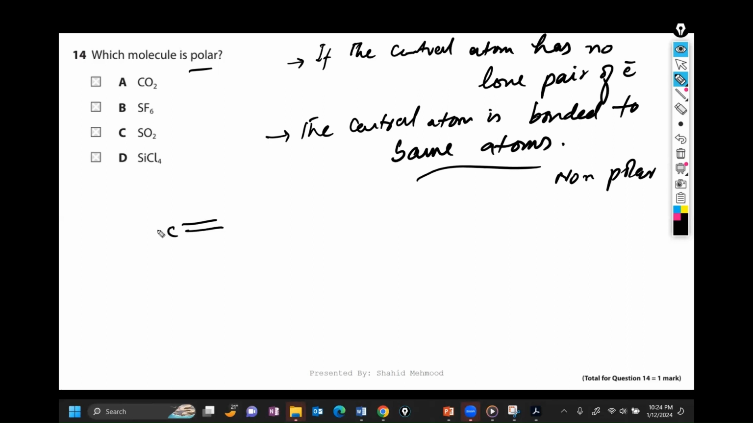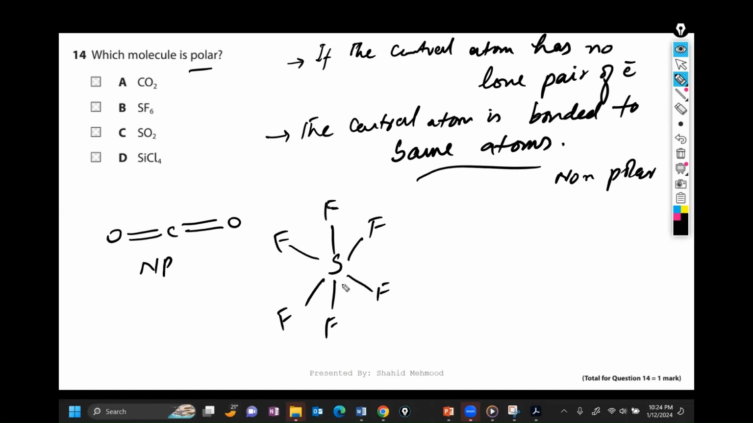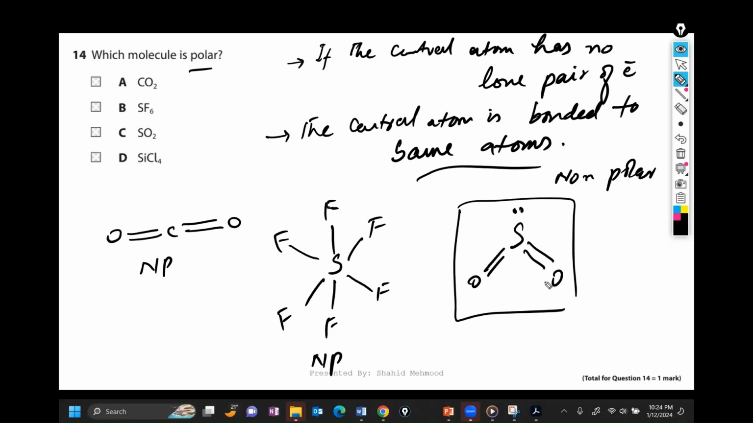Now, the first compound is carbon dioxide. It's a common example. Carbon is surrounded by bond pairs only, and there is no lone pair, so this is non-polar. The second compound is SF6. In SF6, it has an octahedral structure. Sulfur is in group 6, and it is surrounded by 6 bond pairs, and there is no lone pair left. All the surrounding atoms are the same, so again, this is non-polar. Sulfur dioxide has a lone pair. Both oxygens are the same, surrounded atoms are the same, but the rule says no lone pair, and here there is a lone pair, so this is a polar molecule. While the last compound is SiCl4, the surrounding atoms are the same, so it is also non-polar. So the correct option here is option C.